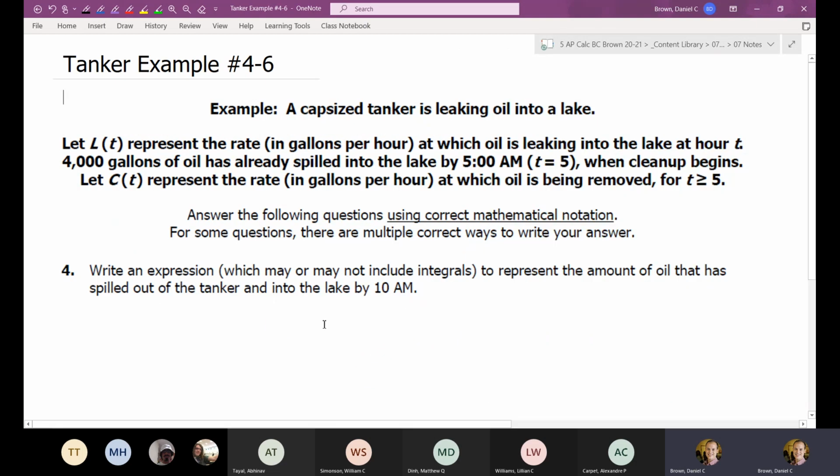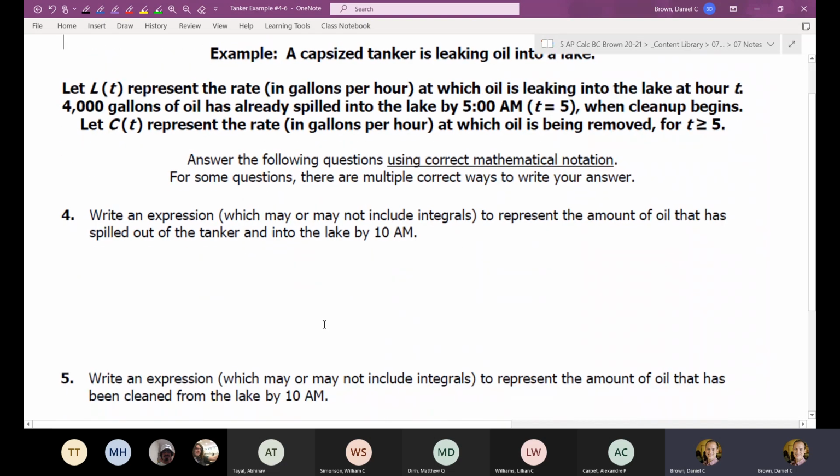I have 4, 5, and 6 on the same page because they are kind of related. Let's look at number 4 first. It says, write an expression, which may or may not include integrals, to represent the amount of oil that has spilled out of the tanker and into the lake by 10 a.m. Comparing that to the first one, it was like how much had leaked between a clear starting time and an ending time. This one is just asking for amount by 10 a.m.